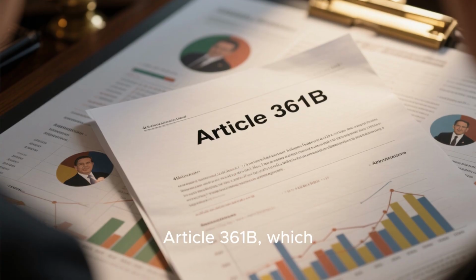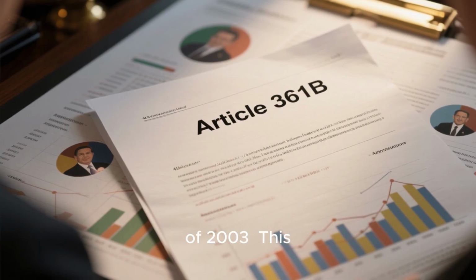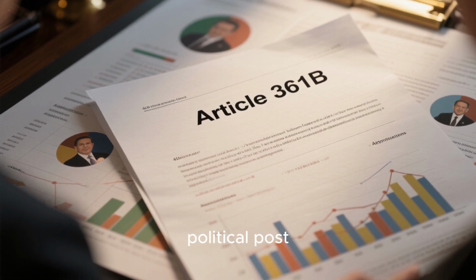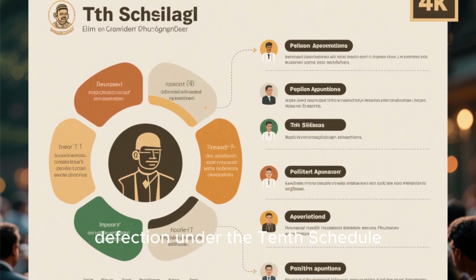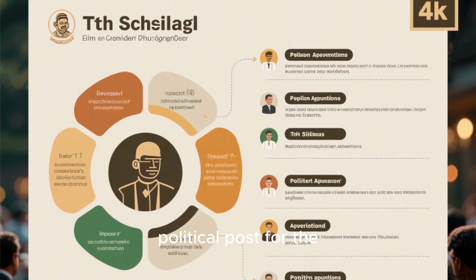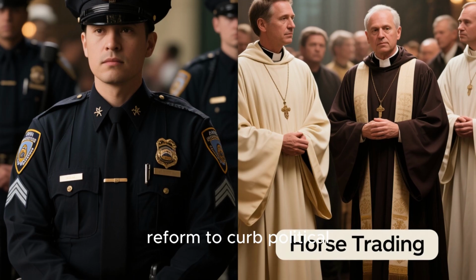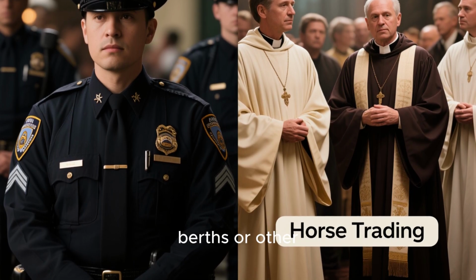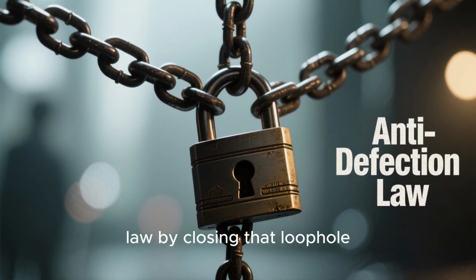Next, we have Article 361B, which was added by the 91st Amendment Act of 2003. This article deals with disqualification for appointment on a remunerative political post. It specifies that a member of a House who has been disqualified on the grounds of defection under the 10th Schedule shall also be disqualified to be appointed to any remunerative political posts for the duration of their disqualification period. This was a crucial reform to curb political horse trading, where defecting legislators were often rewarded with ministerial berths or other lucrative positions. This article strengthens the anti-defection law by closing that loophole.